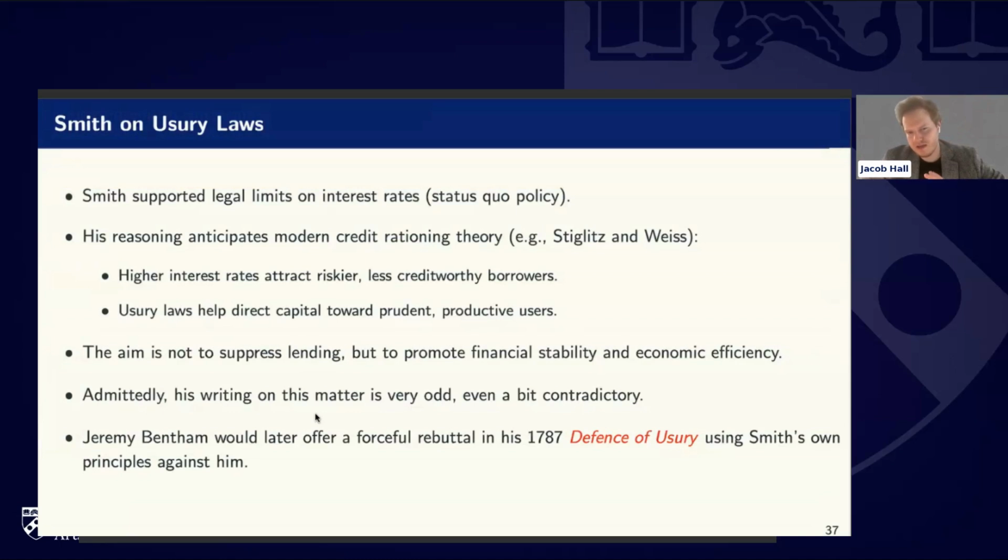His reasoning, if you know the modern econ lingo, anticipates modern credit rationing, a la Stiglitz and Weiss. Higher interest rates attract riskier and less credible borrowers, like hucksters, as it were. Usury laws help direct capital toward more prudent and productive users. The more prudent and productive user is not going to be taken by the high interest rates, the high potential, as it were. The aim is not so much to suppress lending, but to promote financial stability.